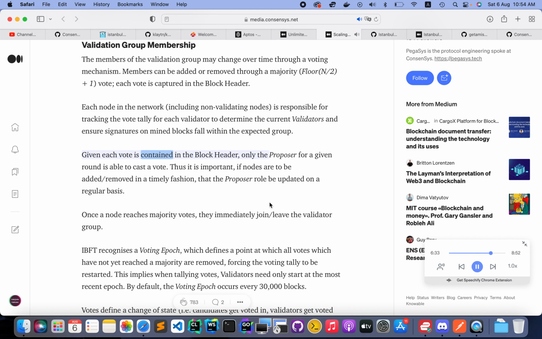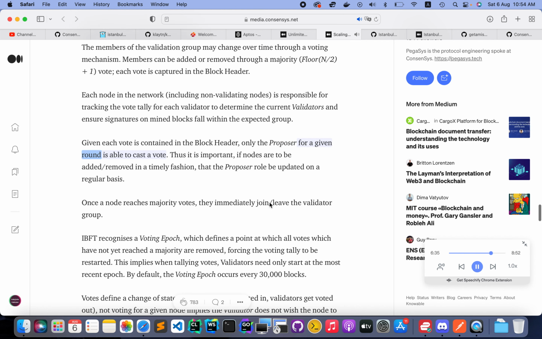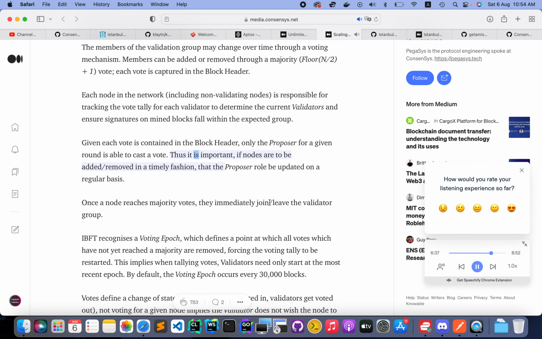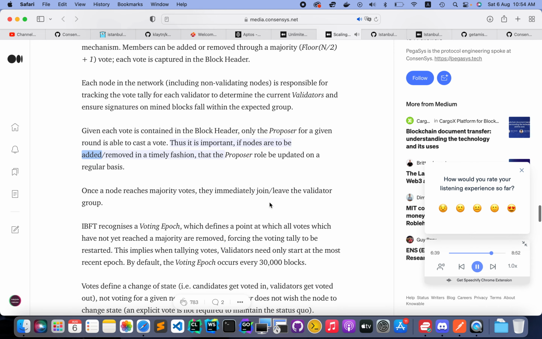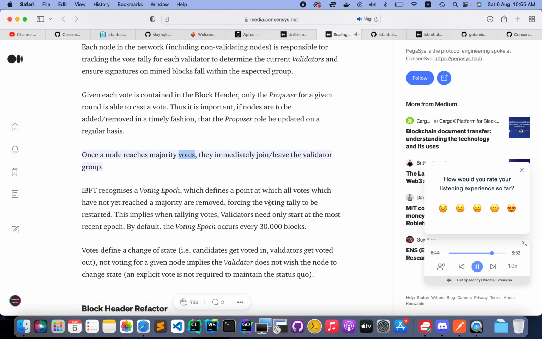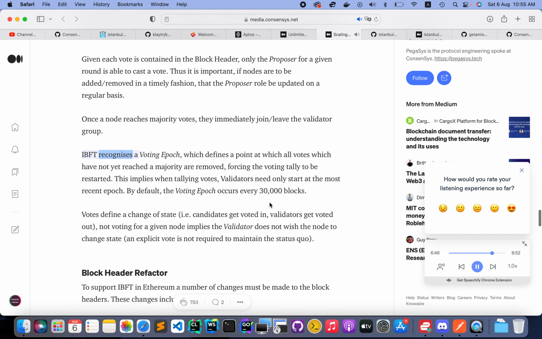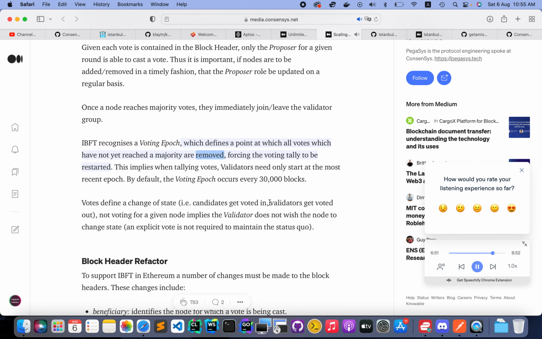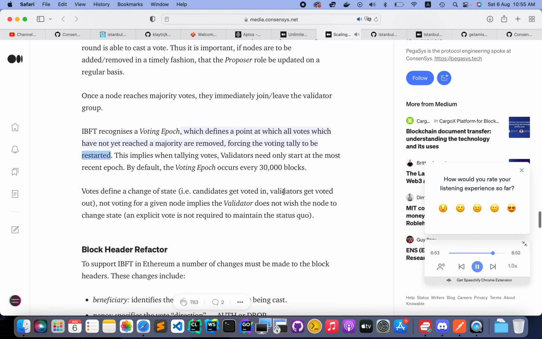Given each vote is contained in the block header, only the proposer for a given round is able to cast a vote. Thus it is important, if nodes are to be added or removed in a timely fashion, that the proposer role be updated on a regular basis. Once a node reaches majority votes, they immediately join or leave the validator group. IBFT recognizes a voting epoch, which defines a point at which all votes which have not yet reached a majority are removed, forcing the voting tally to be restarted.